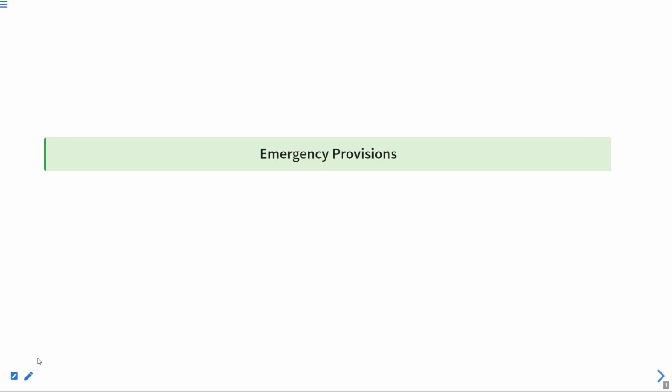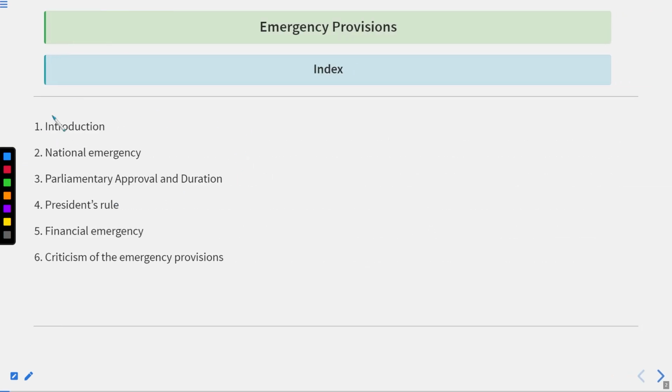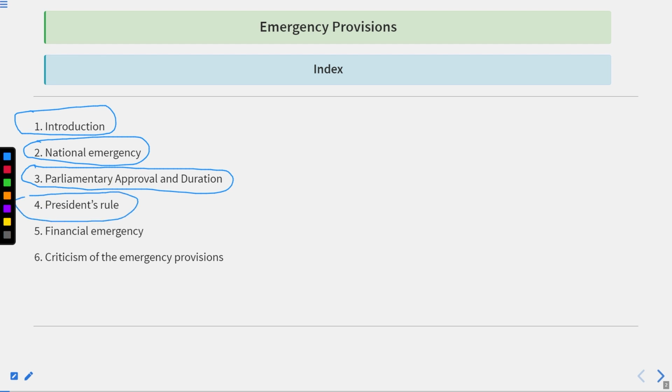So students, as we know, we are covering the emergency provisions, right? Basically these are the topics we have scheduled for the discussion under this particular series: the introduction, the national emergency, the parliamentary approval and the duration, the president's rule, the financial emergency, and the criticism of the emergency provision. Okay? So these are the topics we have scheduled for discussion under this series.